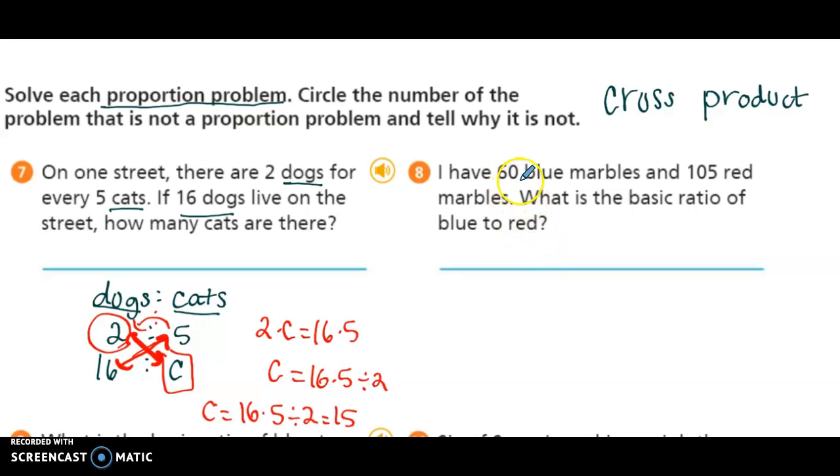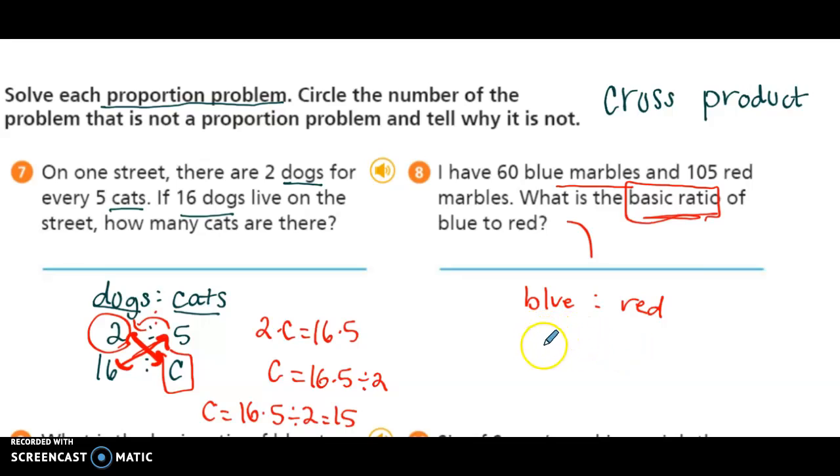Okay, moving ahead so I don't take up too much of your time. I have 60 blue marbles and 105 red marbles. What is the basic ratio of blue to red? Okay, so this one's a little different because they're looking for the basic ratio. If this were a Get More Math question, they would ask for this ratio to be reduced or simplified. So I'm going to write it out, ratio in words. Blue marbles to red marbles.